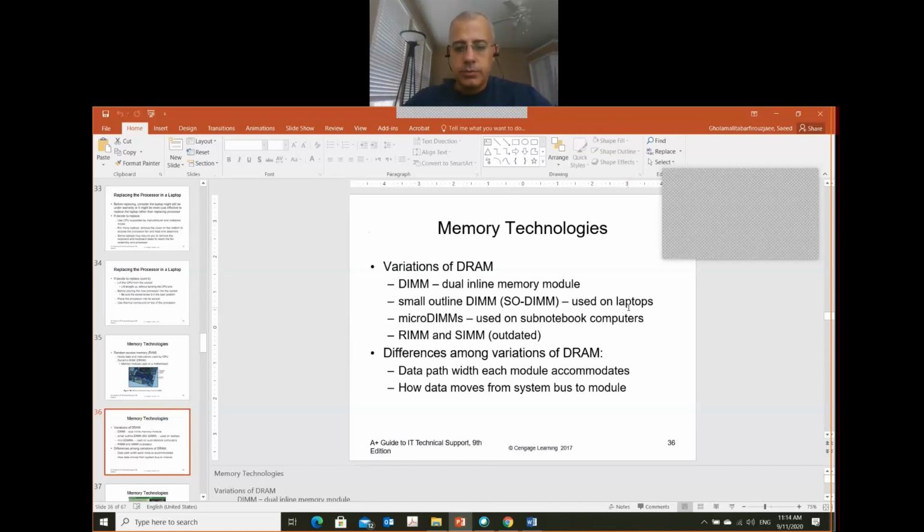We have micro DIMM used on sub notebooks, very small notebooks. RIMM and SIMM both are outdated. The difference among variation of RAM, the main difference is the width of data path and how they can move data from system bus to the modules.